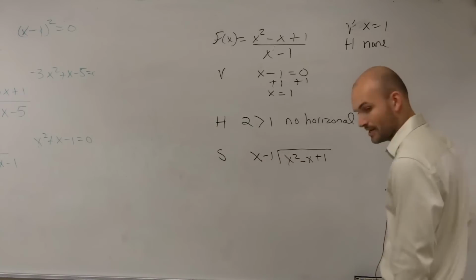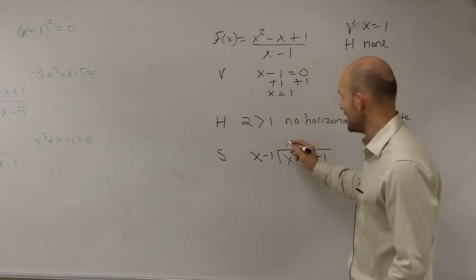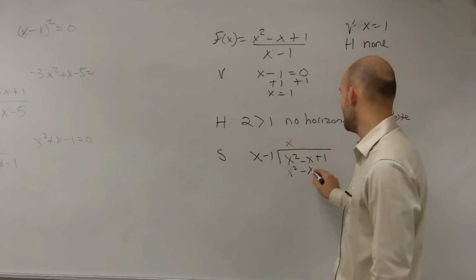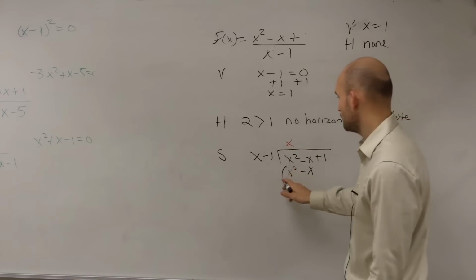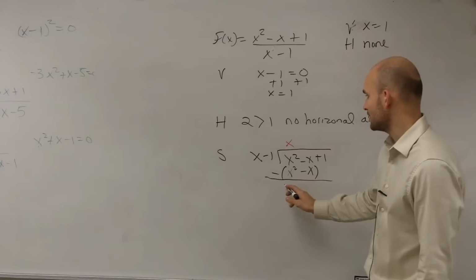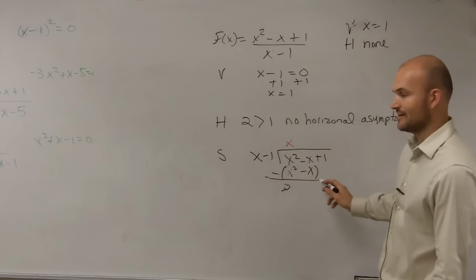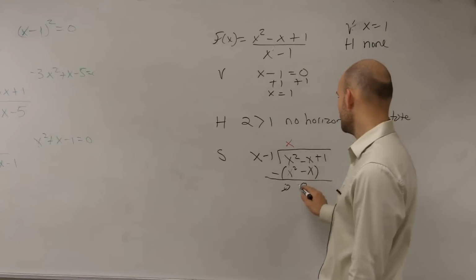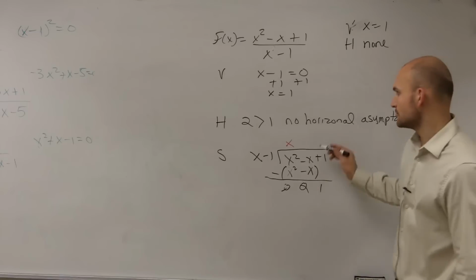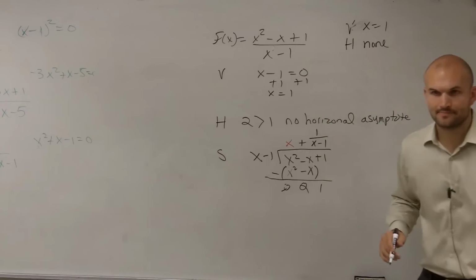So x goes into x squared, x times, correct? Then I do x times x, which is x squared. X times negative 1 is negative x. Then remember, we put parentheses and subtract. X squared minus x squared is 0. Negative x minus a negative x is, again, 0. Bring down the 1. Does x divide into 1? No. So we write plus 1 divided by x minus 1, your remainder, right?